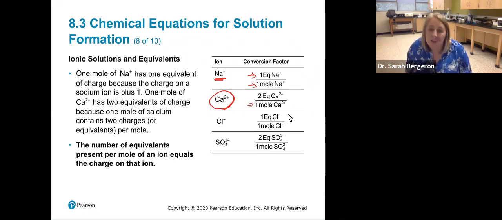And so you have to be very careful that you can write these conversion factors because yes, we're going to have to use them in dimensional analysis. Okay, chlorine, an example. Chlorine's a -1, but it's still only a 1.